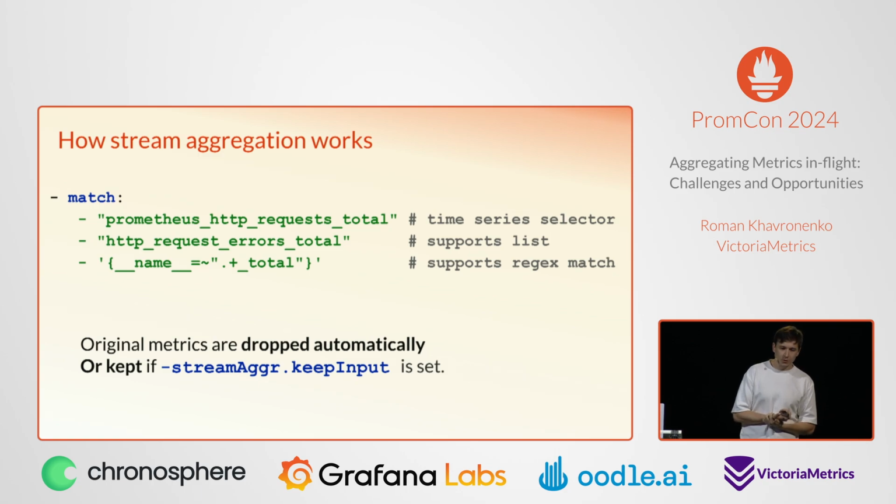So a bit more details about these config params. Match actually supports a list of selectors, and it's the fully functional time series selector. You can use regular expressions here. You can match series as you do with PromQL. And by default, stream aggregation will drop the original data. So you get only aggregates, but you can override that with the command line flag called keep input. And then you will have raw data and aggregated data. And you can, for example, split them between 2 destinations.